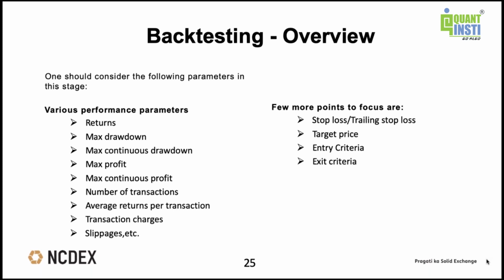There are some more parameters we need to think about and consider. That is stop loss or trailing stop loss: how much stop loss there has to be, or whether we should use stop loss or a trailing stop loss. And what should be the target price or percentage? What should be the entry criteria and exit criteria? These are the foremost points we need to consider while doing the backtesting.